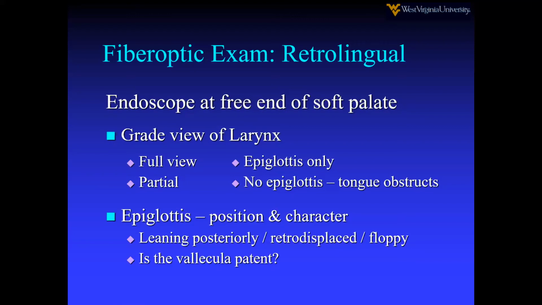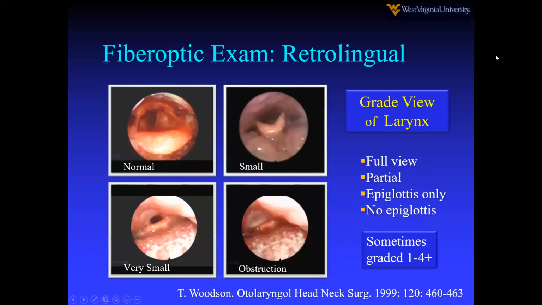Because sometimes just taking care of an obstructing lingual tonsil will help with the epiglottis. Sometimes you've got to tie it back with an epiglottopexy. And so these are just different views to illustrate that. You get a full view of the larynx, and then small. These are my photos, but Tucker Woodson's paper illustrates different obstructions.